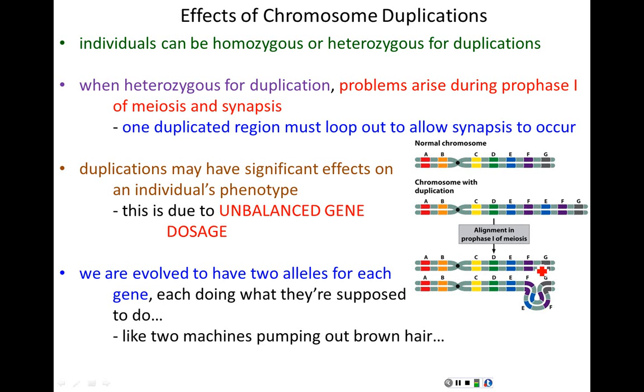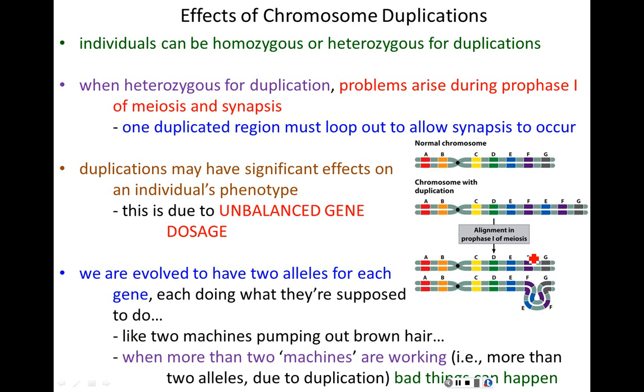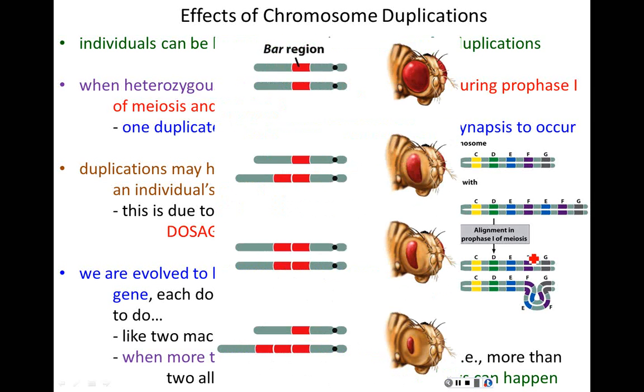And to go back to that very first analogy that I hit you guys with, we're supposed to have two machines pumping out brown hair. Not one, not three. Our factory has evolved to have two. When we have more than two genes working, more than two alleles, more than two machines working on our factory floor, and this could easily occur due to a gene duplication event, bad things can happen. Here's a real-world example.